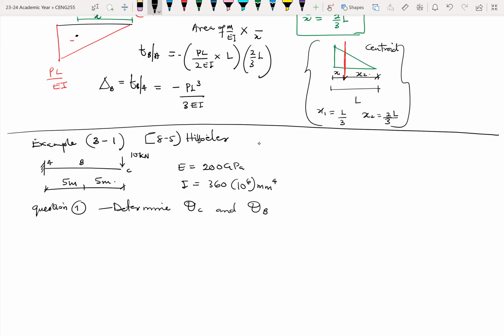So take note of it. It did not say find theta BA or theta CA. Normally, you are not asked to find these things. But the theorem makes use of theta CA and theta BA. So again, we have to apply geometry to translate that information into finding theta C and theta B.